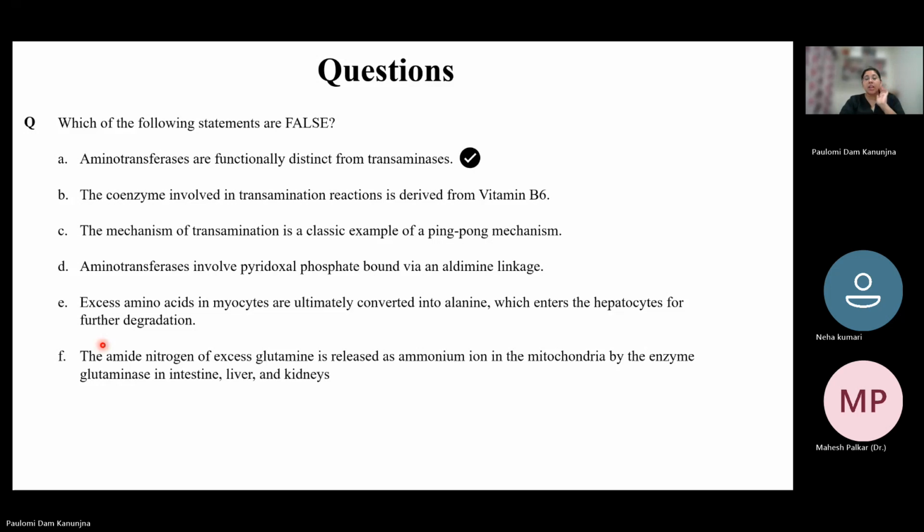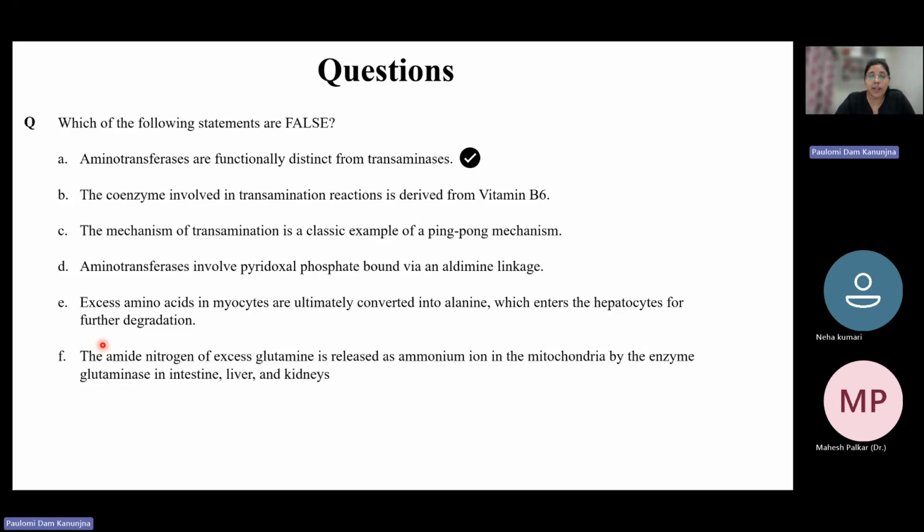The coenzyme involved in the transamination reaction is PLP, and it is derived from vitamin B6. The third one says the mechanism of the transamination reaction is a classic example of a ping pong mechanism. When you look into the detail of how transamination takes place via PLP, you will see this ping pong mechanism, which is basically one substrate, then an intermediate, then the other substrate, then it comes up, right? You will see it in more detail there, but yes, it is a ping pong mechanism. The next one says aminotransferases involve pyridoxal phosphate bound via an aldimine linkage. We have already established this.